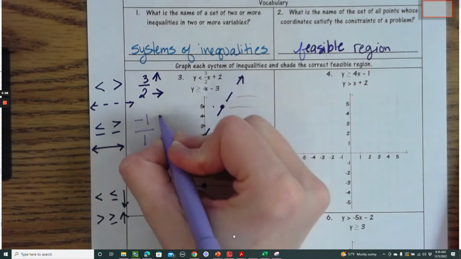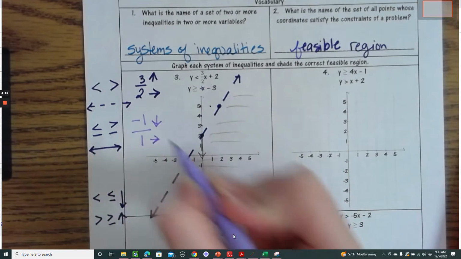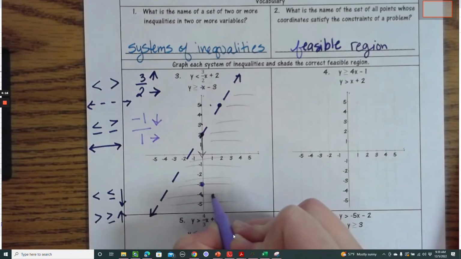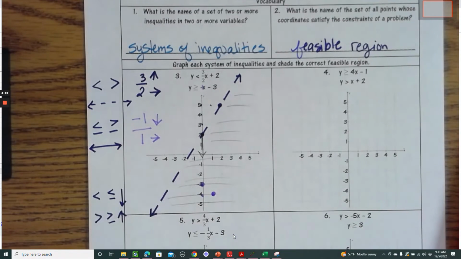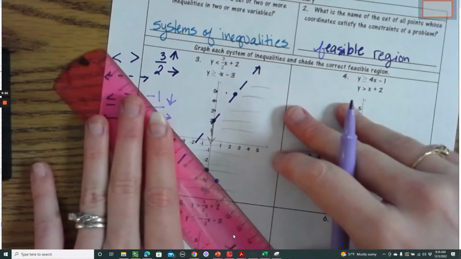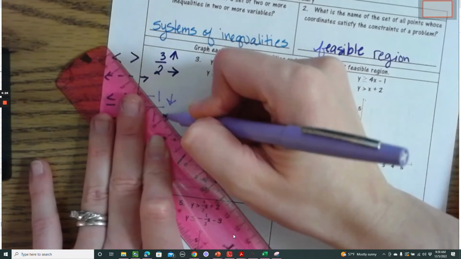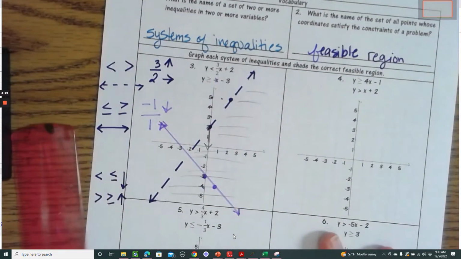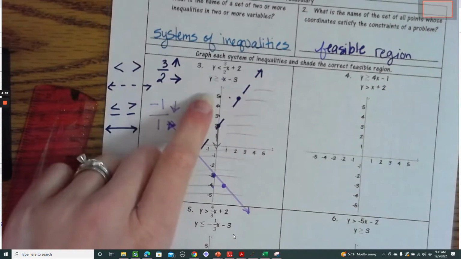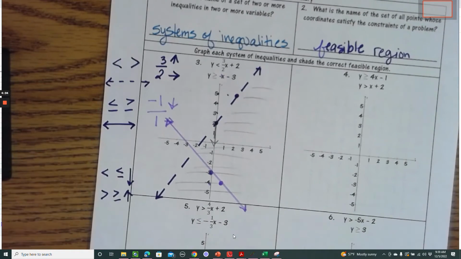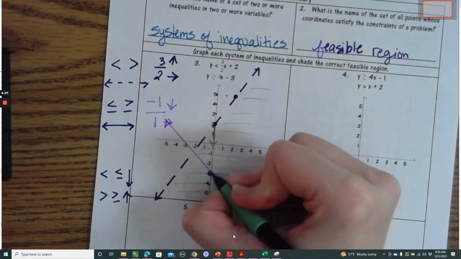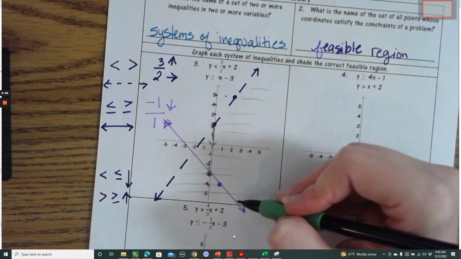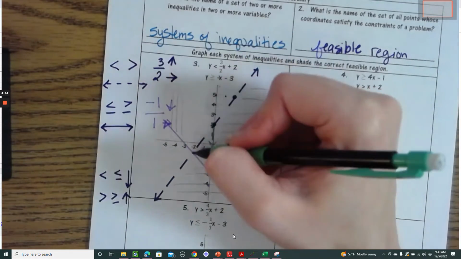So negative 1 means we go down 1 over 1. So from this point, down 1 over 1. And then a solid line. Okay. And then this one says y is greater than. So we would shade everything, where's my y-intercept, above this line. So from the purple line, I'd shade everything up here.